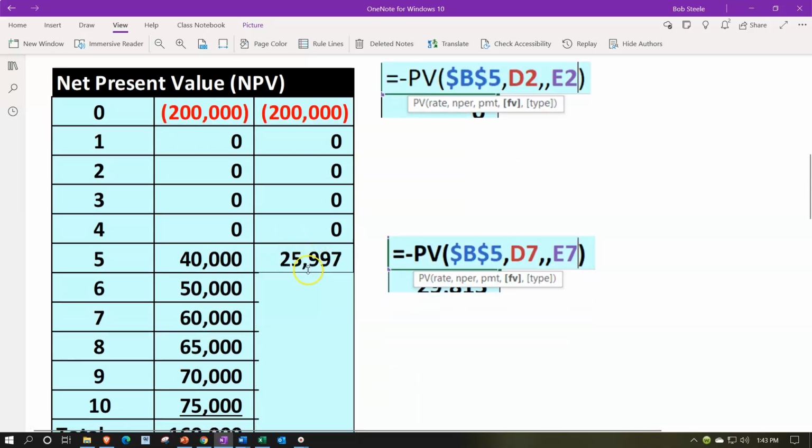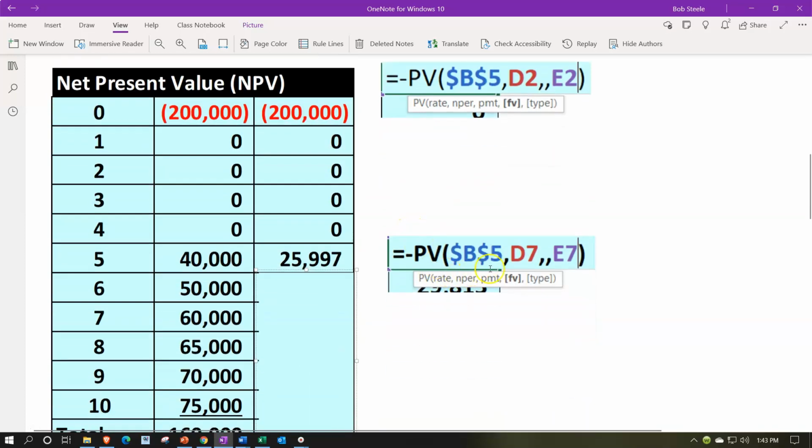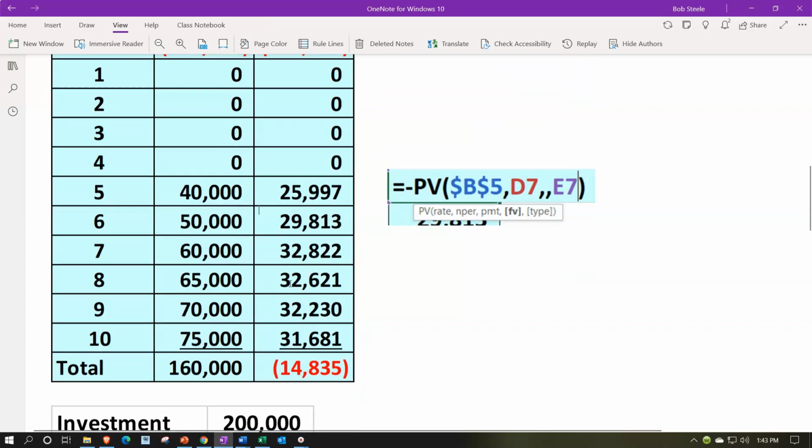Same formula down here. It would be negative present value. The rate would once again be that 9%. Then we have comma, number of periods. This is 5 periods out now that we're going to bring back to period 0, discounting at that percent. Comma, comma, future value is the 40,000. That then is 25,997. Notice it brings it back. It's a much lower number given the fact that we're starting our final repayments 5 years out. We would do the same process all the way down here.